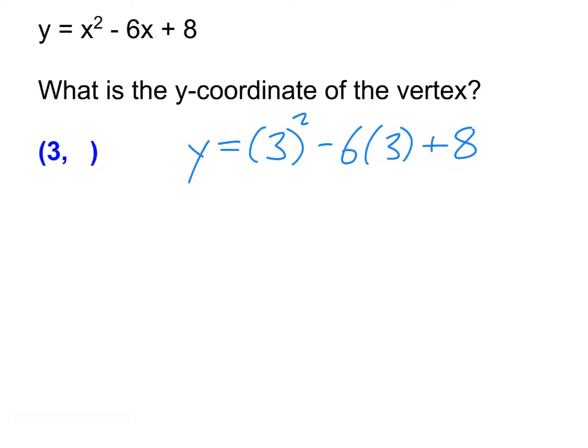And so we're now going to evaluate that. Remember, we have to do all exponents and multiplication before the addition and subtraction. So 3 squared gives me 9 minus 6 times 3, that's 18, plus 8. Now I can go ahead and do the addition and subtraction. So y is going to be, well, 9 minus 18 is negative 9. Negative 9 plus 8 is negative 1. All right, so our y-coordinate ends up being negative 1. We now know the coordinates of the vertex. That's going to help a lot when it comes to graphing.